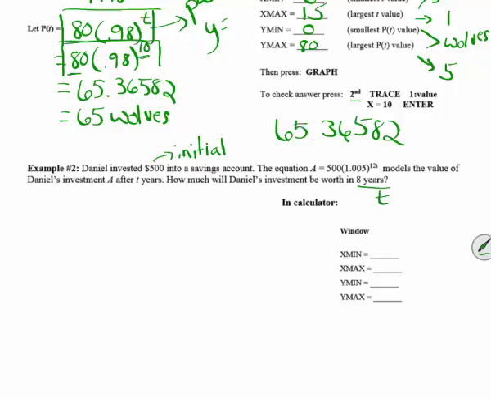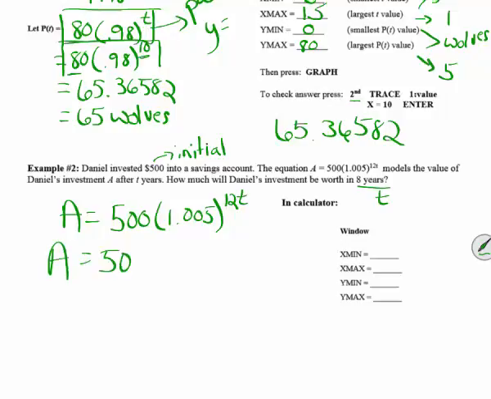So this is t. So again, I'm going to start with my equation. A equals 500 times 1.005 to the 12t, so 12 times t. I'm going to substitute in 1.005, 12 times 8.